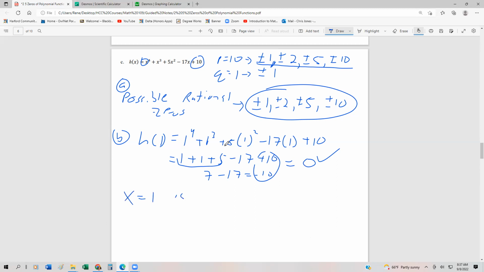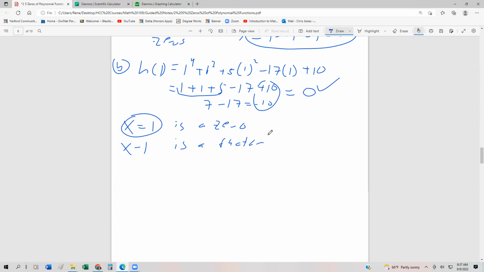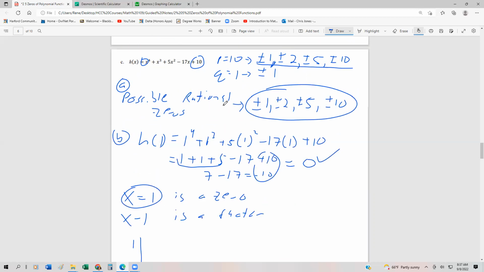Remember, that means two things. x equals 1 is a zero, so right away, that's one of our solutions. But also x minus 1 is a factor. And so now what we can do is use polynomial division to try to reduce this polynomial, or to factor, excuse me.